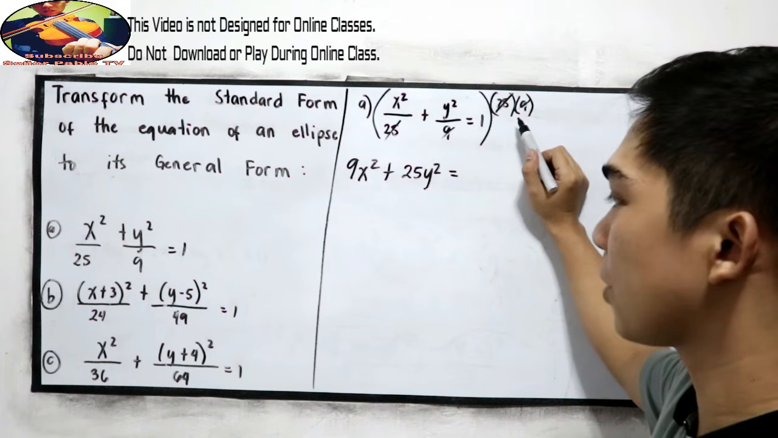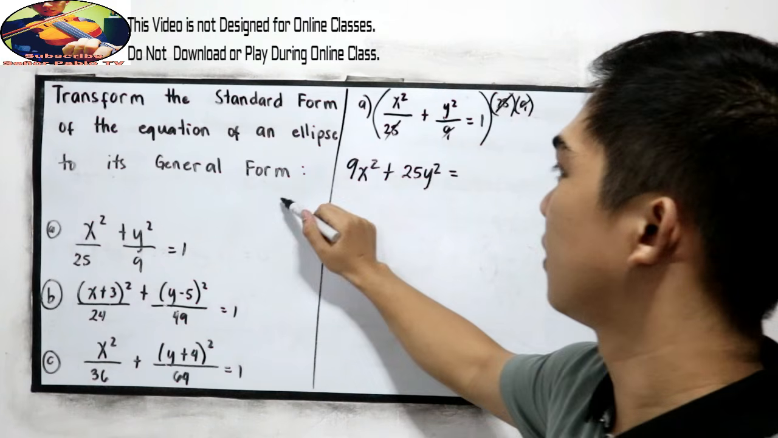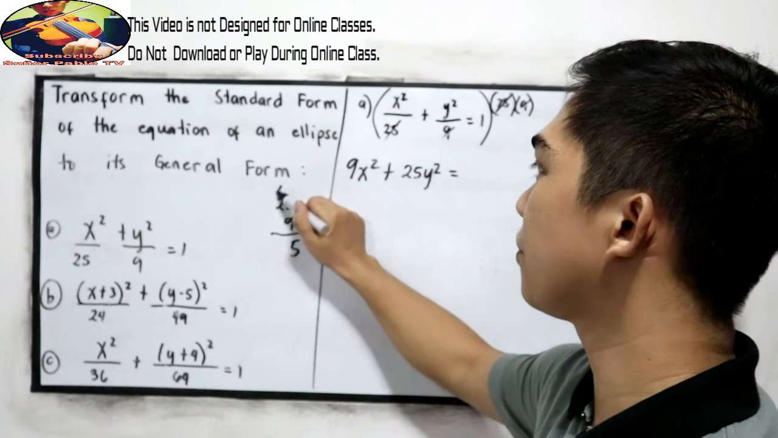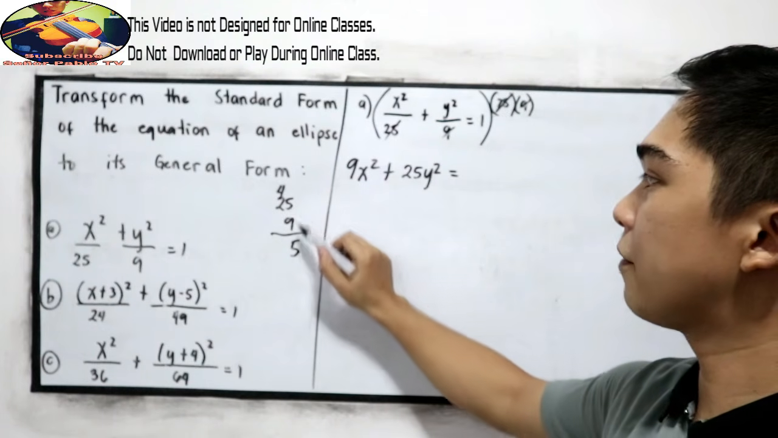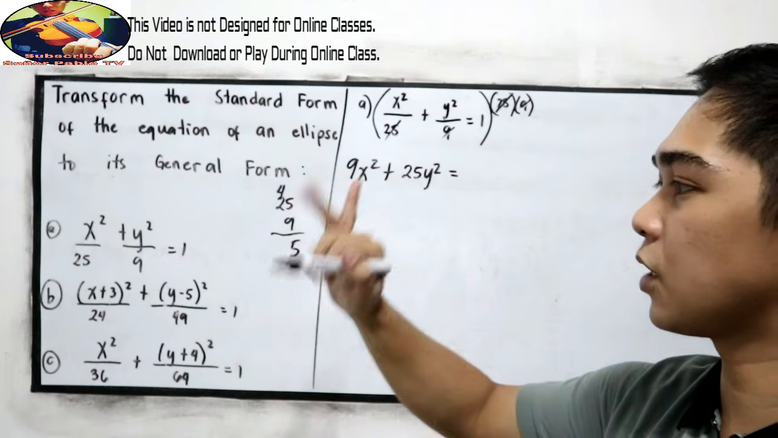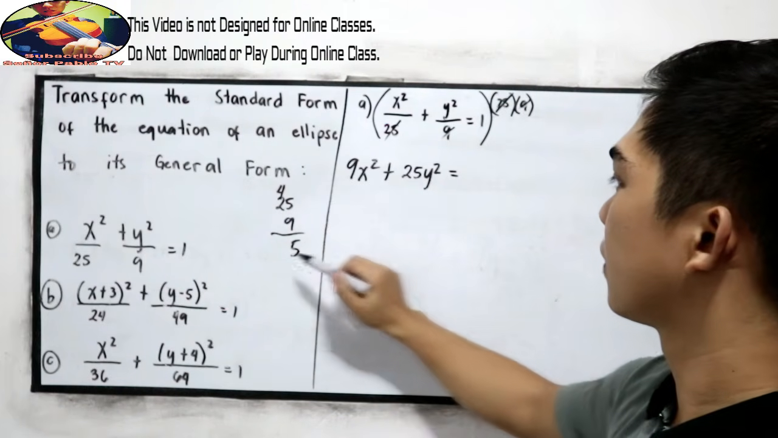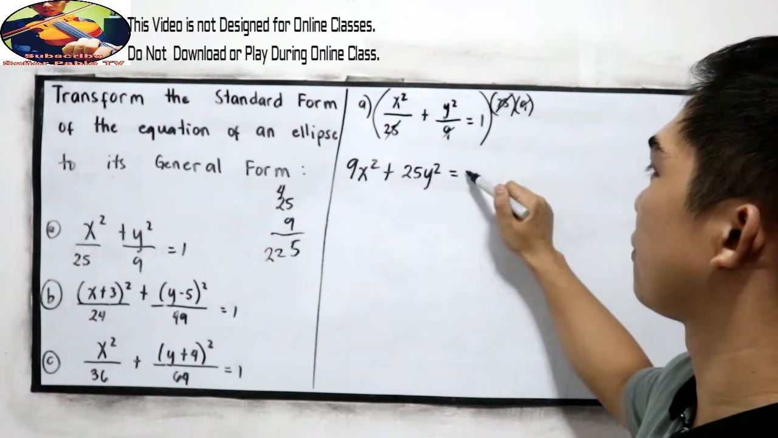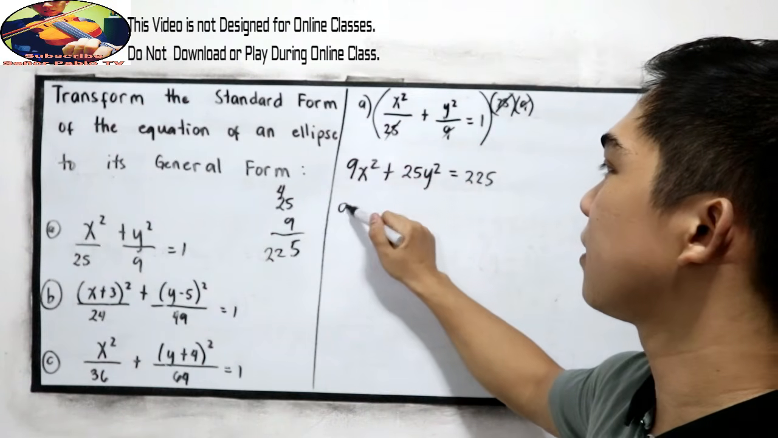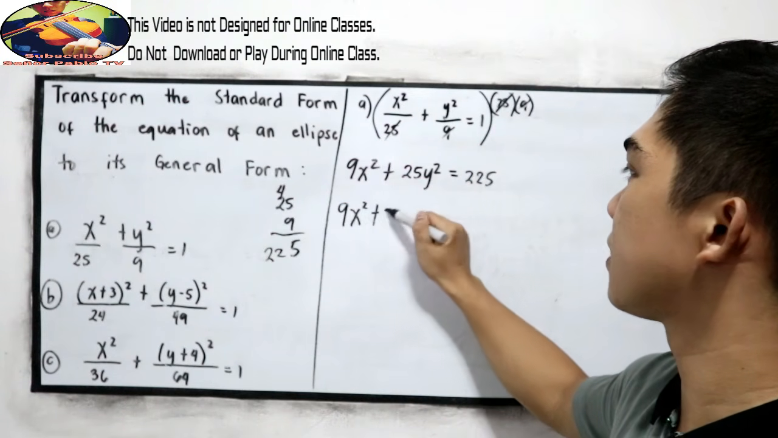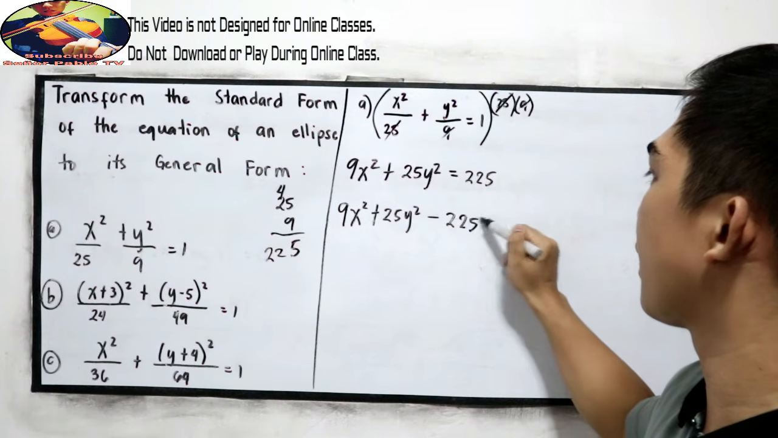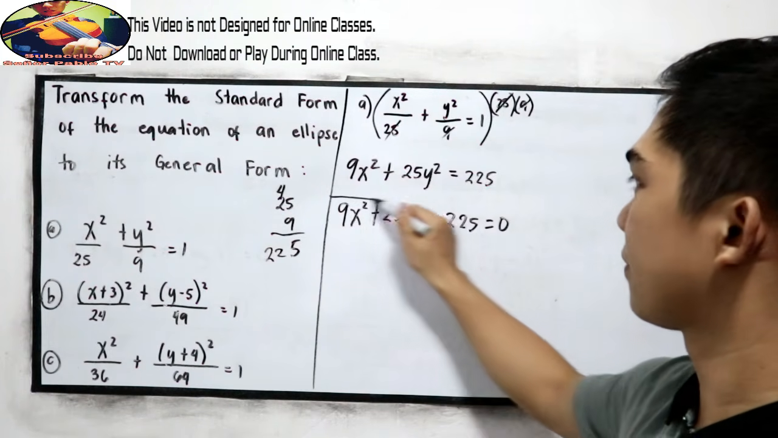Okay, let us multiply 25 times 9. 25 times 9, that is 5, carry 4. 9 times 5 is 45. 9 times 2, 18, plus 4, 22. 225. So, final answer, 9x squared plus 25y squared minus 225 is equal to 0.